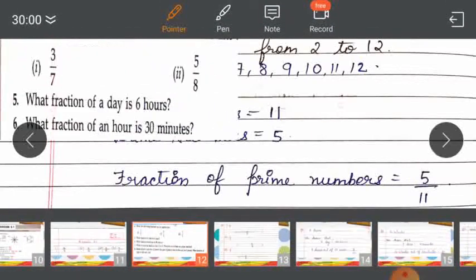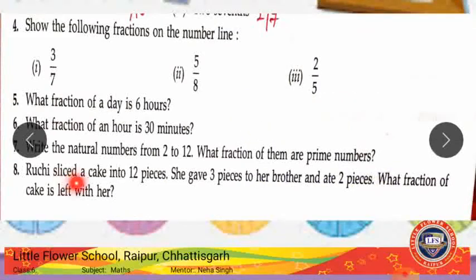The last question of this exercise: Ruchi sliced a cake into 12 pieces. The total number of pieces means the total, means the denominator is 12.